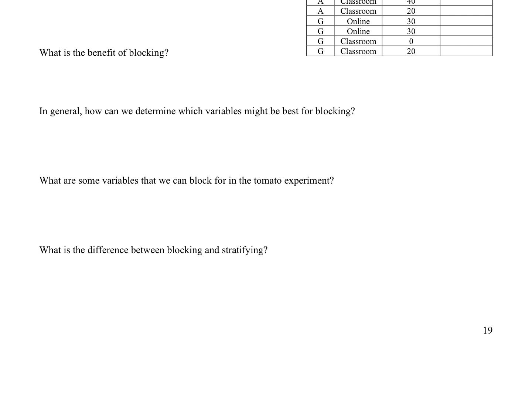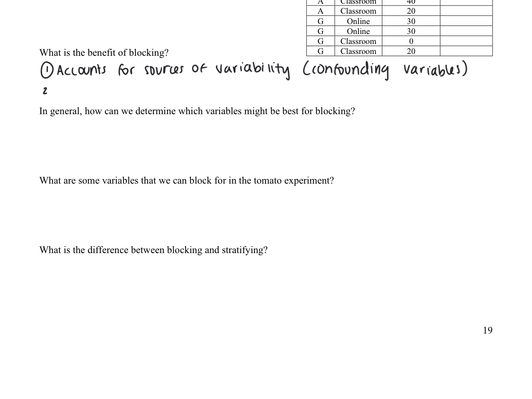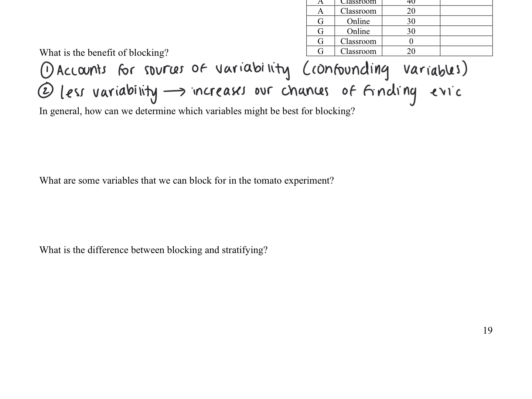Okay, so that's what all of that said. So the question is, why do we block? So the first reason: it accounts for sources of variability. And that variability comes from confounding variables. Like stratifying, what was the main reason that we stratify? Augie, say it again. Less variability. Less variability. That is the big one. So it increases our chances of finding convincing evidence. And we'll talk about what that means, convincing evidence, in a little bit.